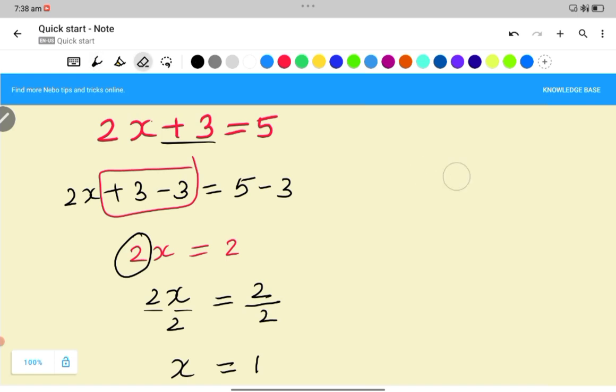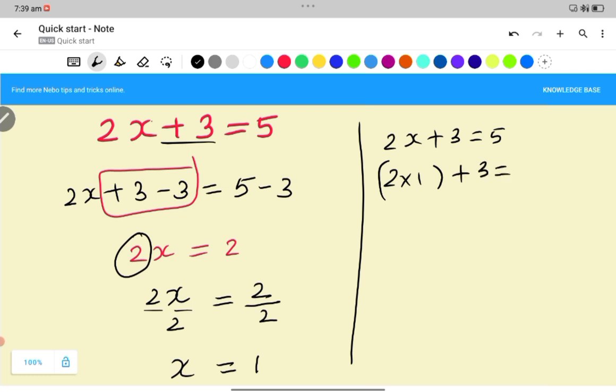We can check. 2x plus 3 is equal to 5 was our given equation. Substitute the value of x as 1. 2 into 1 plus 3 is equal to 5. 2 into 1 is 2, plus 3 is equal to 5. So LHS is equal to RHS. So x equal to 1 is the solution of the given equation.